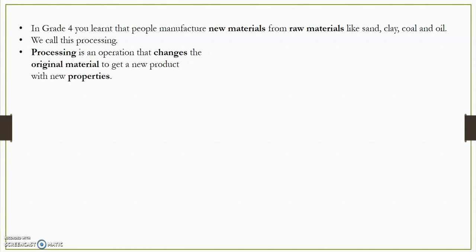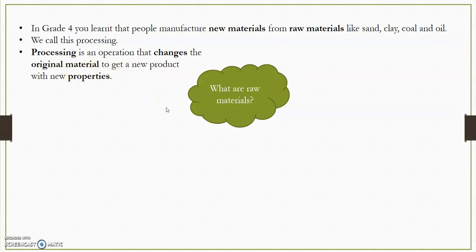In grade 4, you learnt that people manufacture new materials from raw materials like sand, clay, coal, and oil. We call this manufacturing, or this changing of one item into another, processing. So processing is an operation that changes the original material to get a new product with new properties. Note that it becomes a new product with new properties.